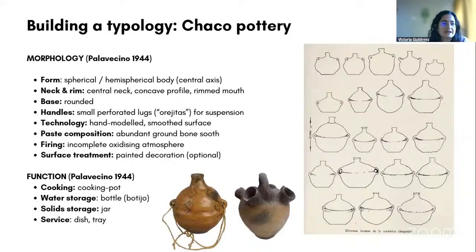Here we constructed a very simple typology following classical archaeological criteria, as you can see. Vessels can be classified according to morphology, considering their shape, the neck, the base, the handles, the surface treatment, the firing atmosphere, or even the paste composition. And they can also be classified functionally. They are either cooking pots, storage jars, bottles, trays, and so on. And this is essentially the kind of classification done previously to these assemblages by Palavecino during the mid-20th century.